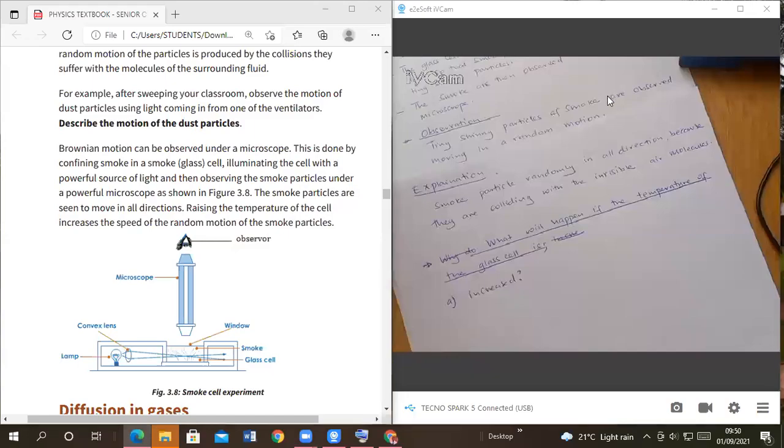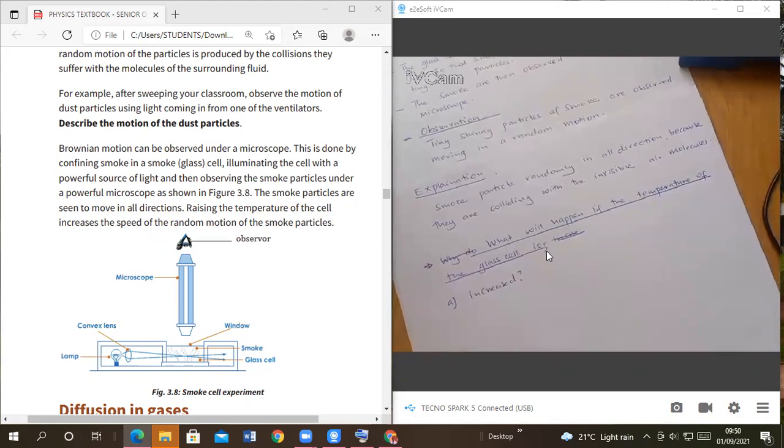So what will happen if the temperature of the glass cell is increased? Phyllis has told us that the smoke particles, their collision will be faster, isn't it? Yes, that is true. What makes them to be faster? Let me see if there is anyone who knows what makes them to be faster.